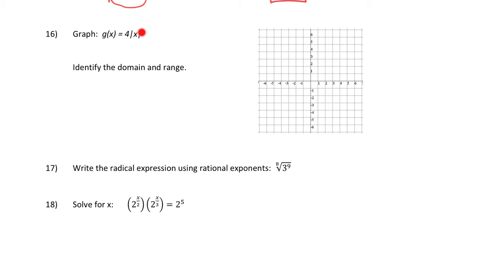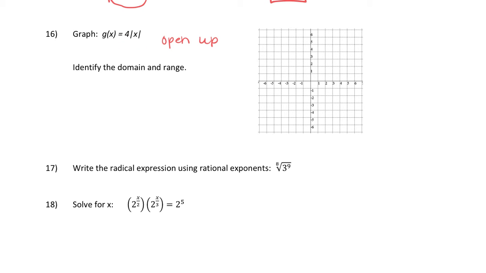So absolute value graphs, let's remember those are our V-shaped graphs. The number in front, our A value, tells us a couple things about our graph. If this number is positive, that means our V is going to open up. So maybe we'll make a little note. We know this is going to open up. And then if this number is bigger than 1, our V is going to get more narrow. The sides get closer together. If this number is between 0 and 1, more of a fractional value, our V is going to get wider.